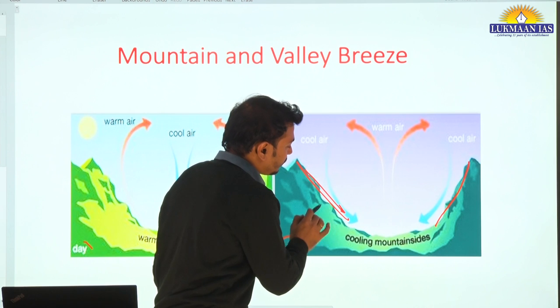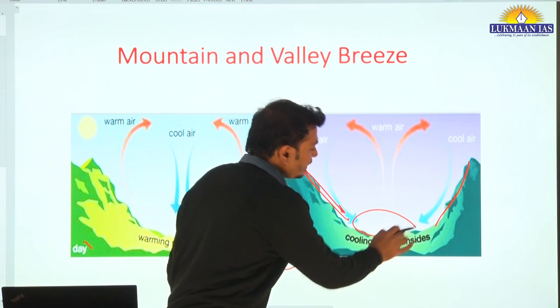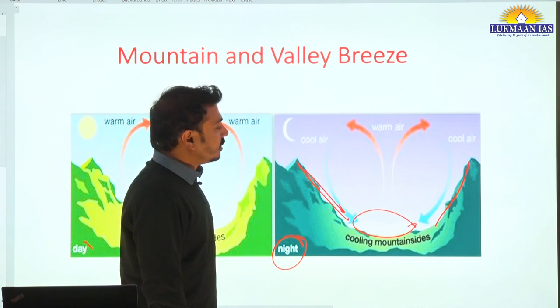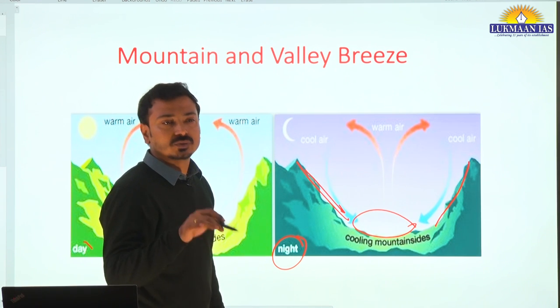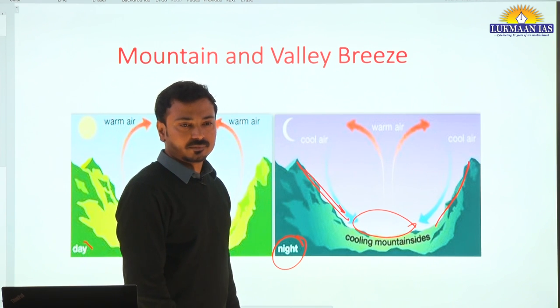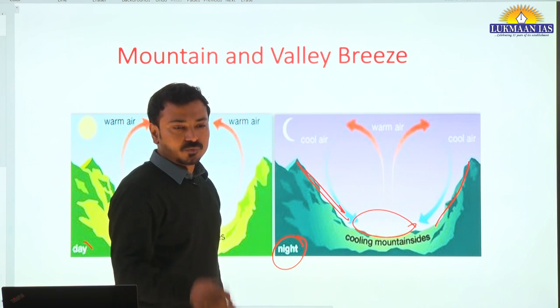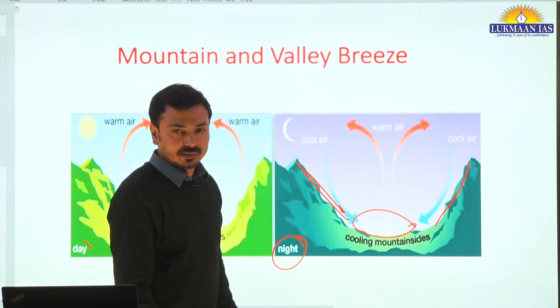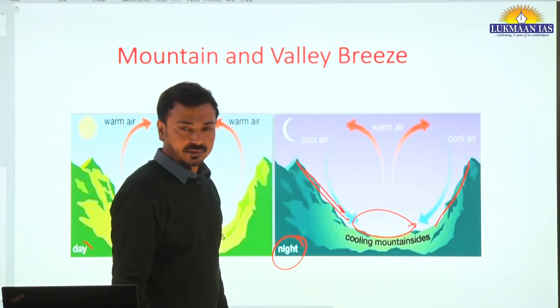Along the slope it is flowing down and accumulating in the valley. The wind which flows along the slope under gravity, under its own weight, is called katabatic wind. So this will be called katabatic wind.